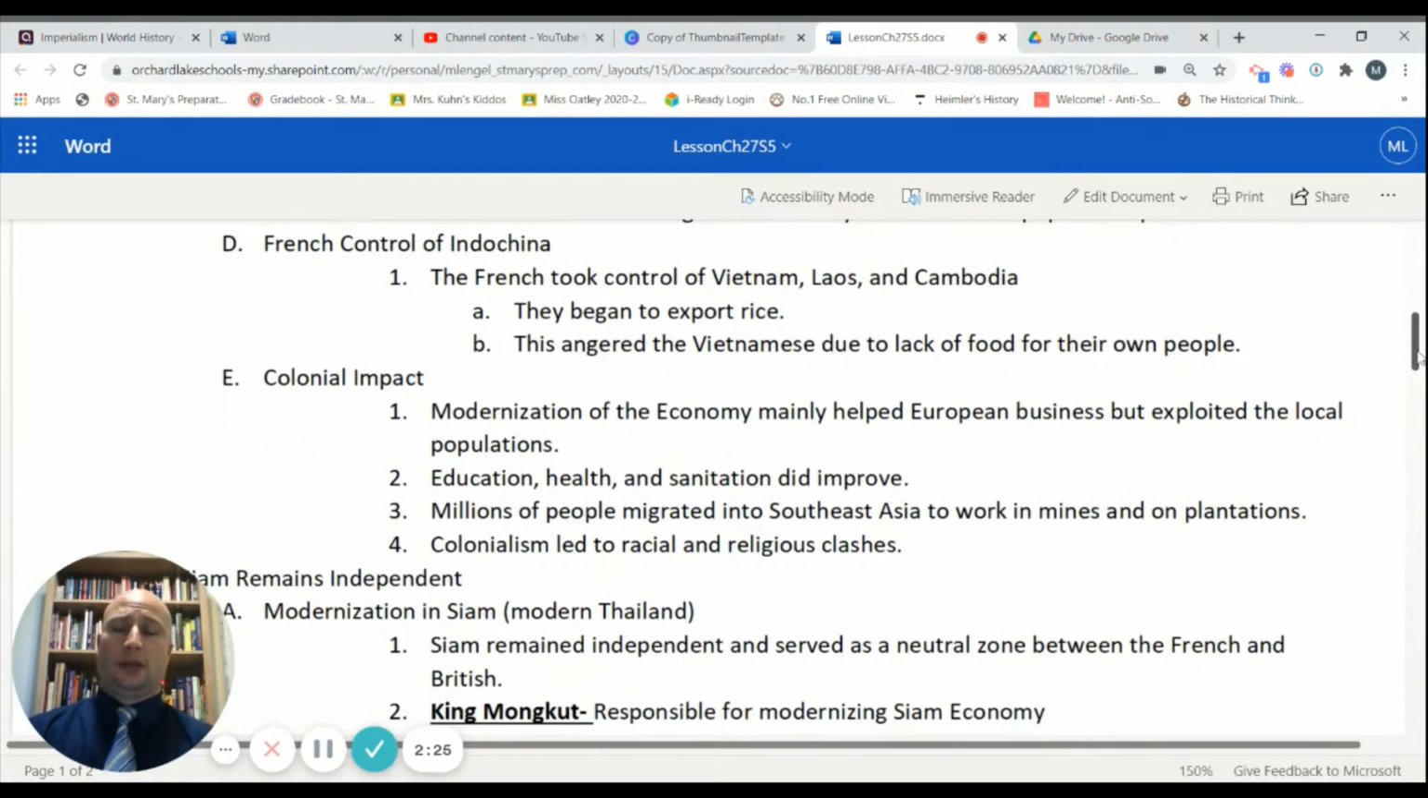The French controlled Indochina. Indochina would be Vietnam, Laos, and Cambodia. They began to export rice from these regions, but this angered the Vietnamese, especially due to lack of food for their own people. We see this happening quite a bit where Europeans are practicing imperialistic policies. They turn some of the production into cash crops, or they start to export the local crops, and so the local peasants and farmers don't have food. And when you're hungry and starving, that is one of the major catalysts for rebellion.